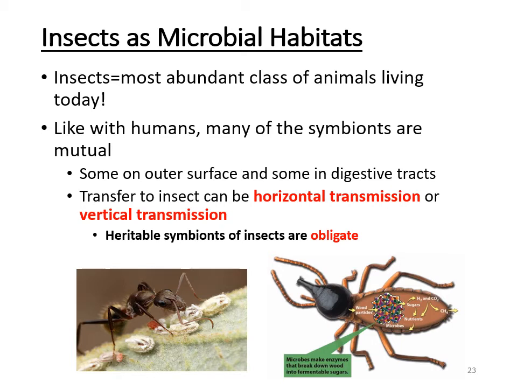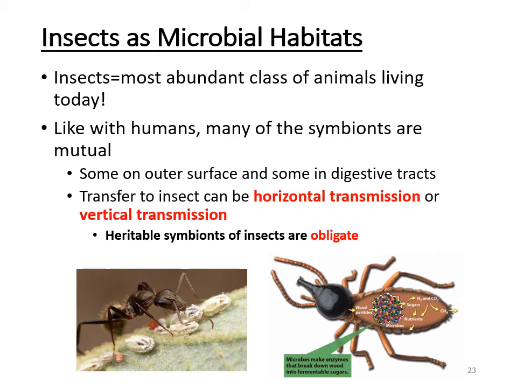Now, what's interesting is how these insects get their transfer of the microbes. So what this means is how the insect gets infected with those microbes. Now, I'm saying infected, but again, keep in mind it's a mutual good relationship. So an insect can either get their microbes from horizontal transmission or vertical transmission.